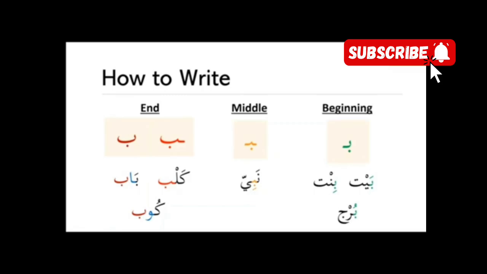Bab. In the word bab, the ba is after an alif, which is a semi-connected letter, and therefore is written by itself without any links. Koob. In the word koob, ba is also after a semi-connected letter, in this case it's a waw, and therefore it appears by itself without any links.